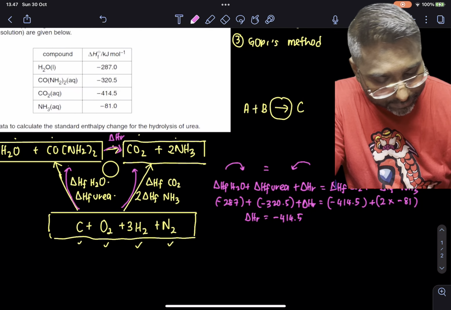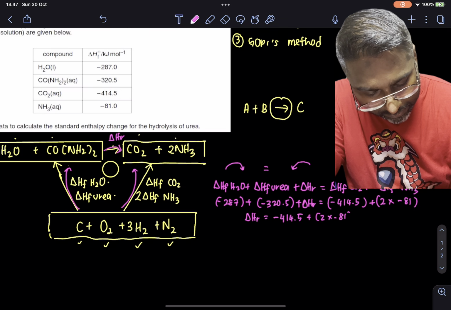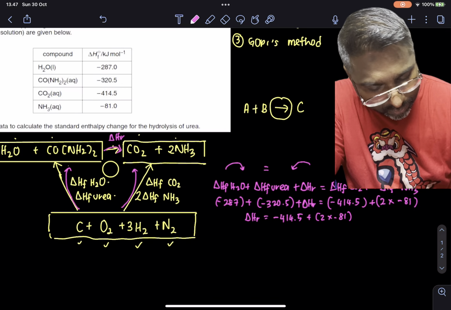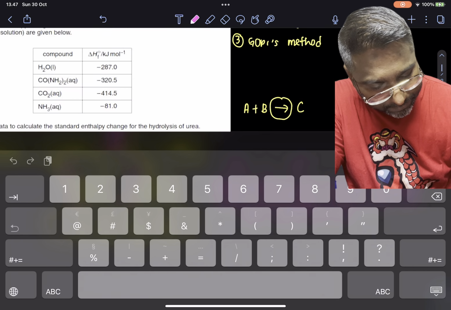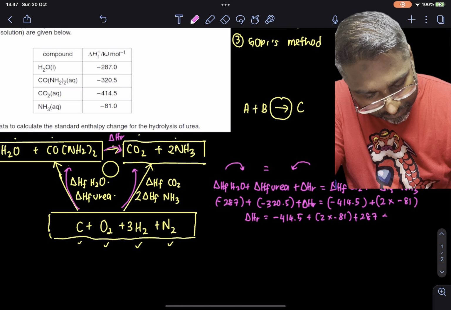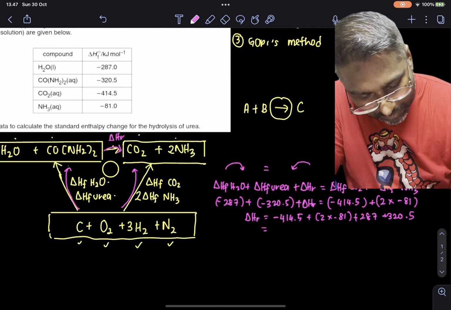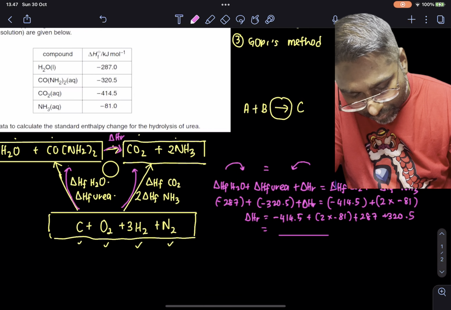Okay, I will rewrite this again. 2 times negative 81. You bring all this to the side, so it's plus. So plus 287 plus 320.5. That will give you a value which is in kilojoule per mole.